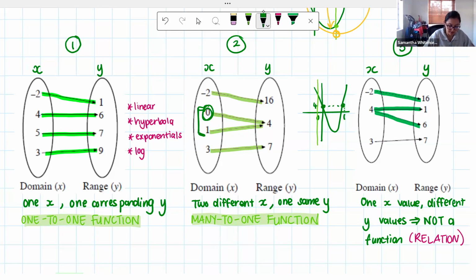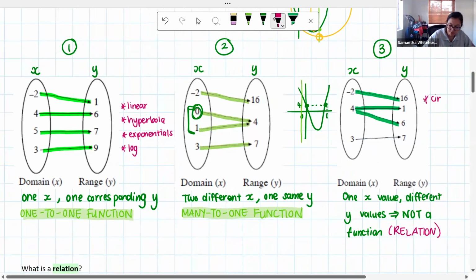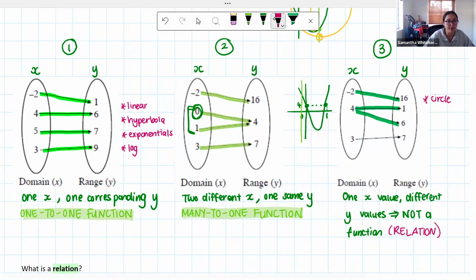So this would be something like your circle. If you plotted a circle on your Cartesian plane, there would be, and any sort of random irregular shape or irregular graph where it sort of comes back on itself and you end up with a vertical line passing through 2 points. Now you're going to see this again when we start to talk about inverse functions, but let's have a look.